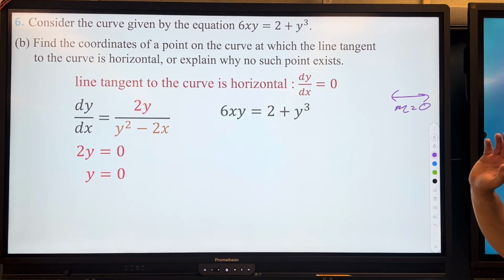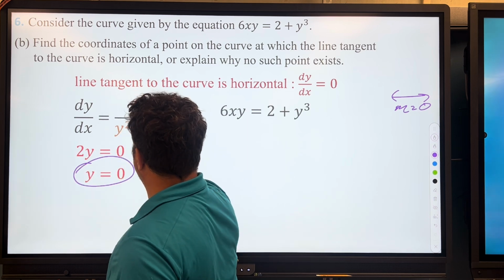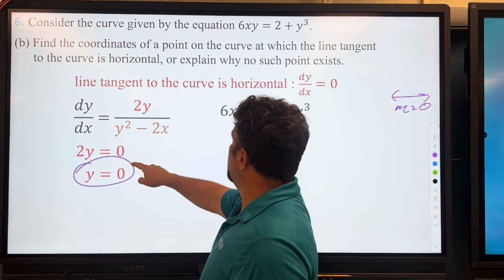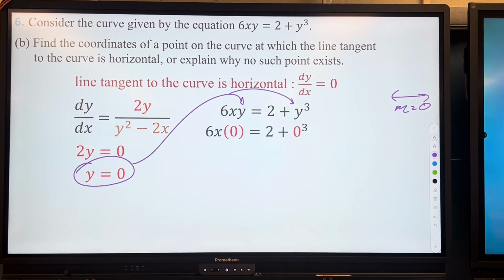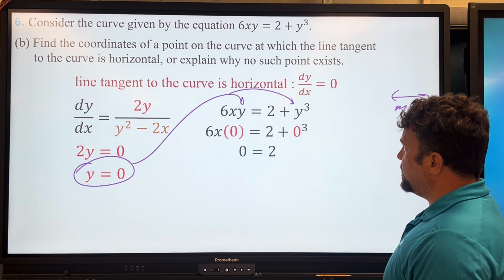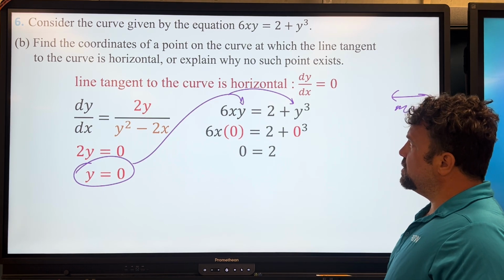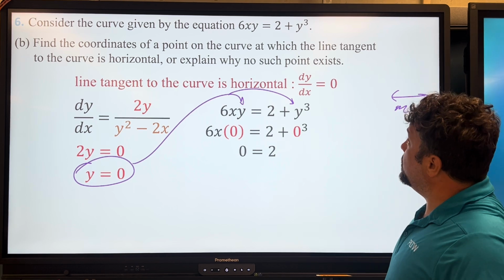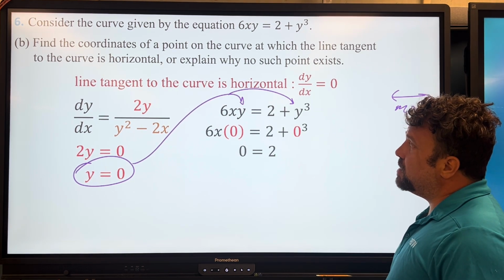So anytime you have y equals 0, you're going to have this being 0. But we want the coordinates. So we have the y, we need the x. We're going to take the y coordinate and type it in here and find out what the x coordinate is. So 6x times 0 equals 2 plus 0 cubed. 0 equals, wait a second, 0 equals 2. The x disappeared. So what could that possibly mean? We can't find the x coordinate now.